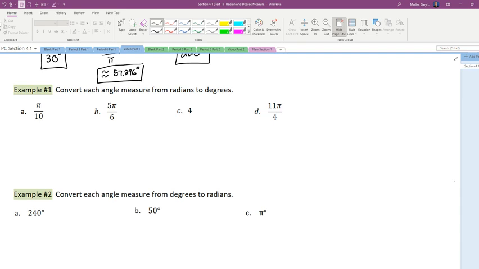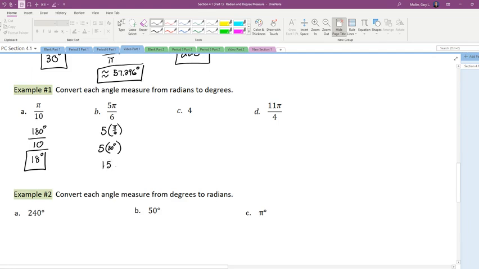All right, so in part A, pi over 10, I know that pi is just 180. So the easy way to do this is to turn pi radians into 180 degrees. So this just says 180 degrees divided by 10, which is going to be 18 degrees. 5 pi over 6, I'm going to use prior knowledge, and I know this is just saying we have 5 pi over 6s, and pi over 6 is 30 degrees. And so that's 150 degrees.